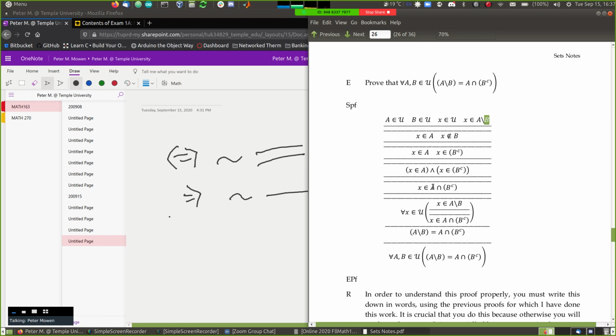Probably. I guess again it depends on the situation. But yeah, if you're trying to say that A is some set in the universe, I think that should have the subset notation, not the element notation.